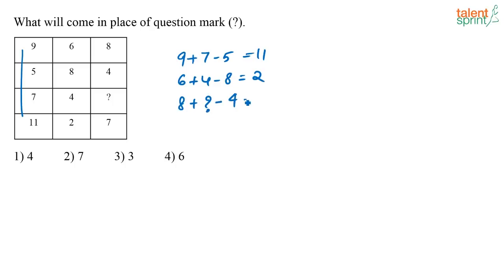What will come in place of the question mark? Again, a very easy logic. If you look at the first column, 9 plus 7 minus 5 is equal to 11. Similarly, 6 plus 4 minus 8 is equal to 2. 8 plus question mark minus 4, that is equal to 7. So what will come in the place of the question mark? I will have 11 minus 8, that is 3. So the correct answer is option 3.